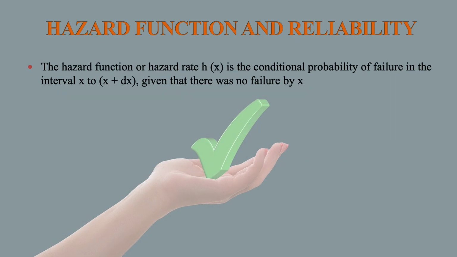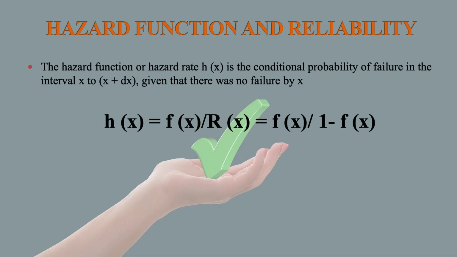Then the hazard function or hazard rate h(x) is the conditional probability of failure in the interval x to x plus dx, given that there was no failure by x. That is, h(x) is equal to f(x) by R(x), that is equal to f(x) by 1 minus F(x).